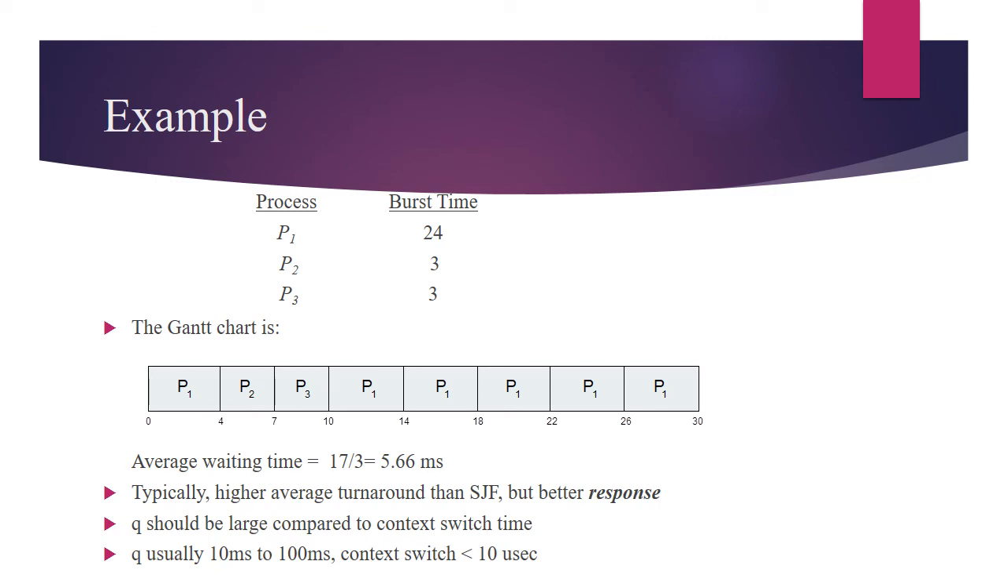Typically, this algorithm has higher average turnaround time than shortest job first, but better response. And Q should be large compared to context switch time. Q must be large, not very small. Q is usually 10 milliseconds to 100 milliseconds, and context switch is less than 10 microseconds.